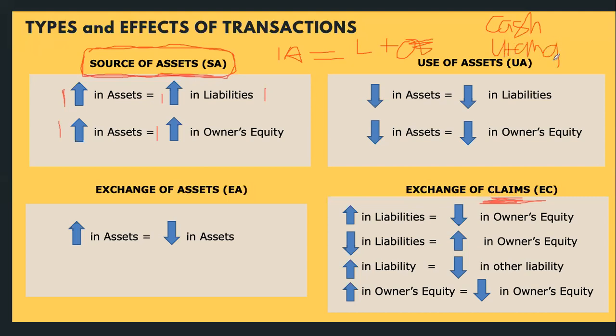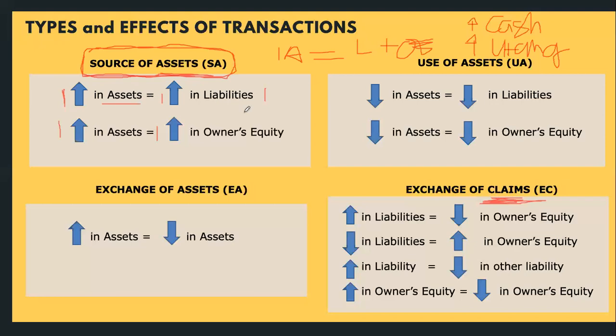Therefore, in this transaction, nag-debit ka og cash. Normal balance of cash is debit. So kay nag-debit ka og cash, mo increase imong asset. Nag-credit ka og utang or liability. The normal balance of liability is credit. Gi-credit nimo ang utang, unsa effect niya sa imong liability? Increase pud imong liability, di ba?